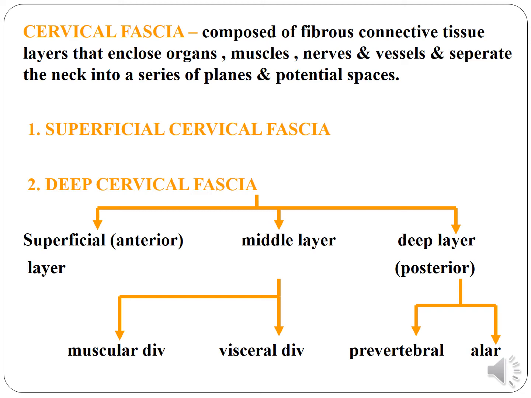You have two types of cervical fascia. One is superficial fascia, and the other one is deep cervical fascia. The deep cervical fascia has a superficial layer, middle layer, and a deep layer. The middle layer has two divisions, muscular division and visceral division, whereas the deep layer has prevertebral and alar divisions.